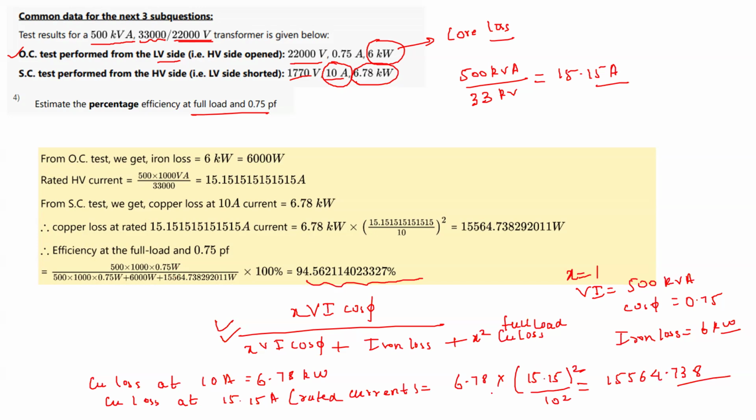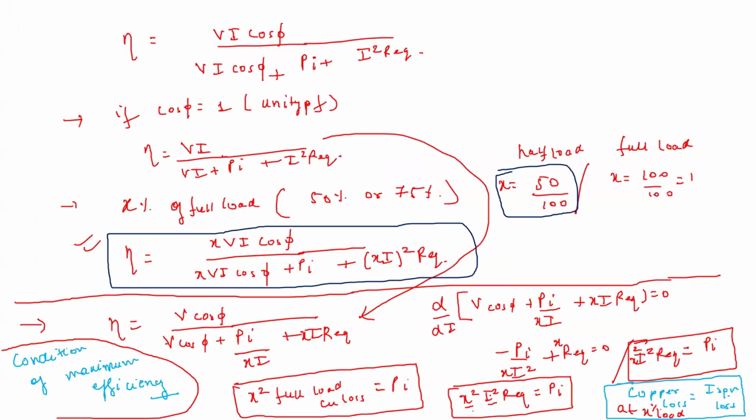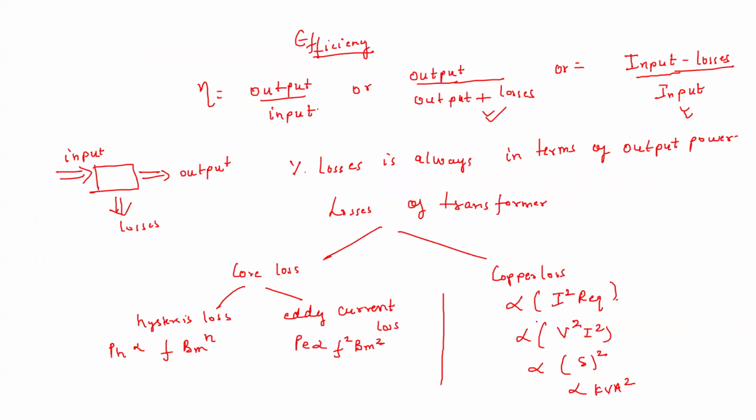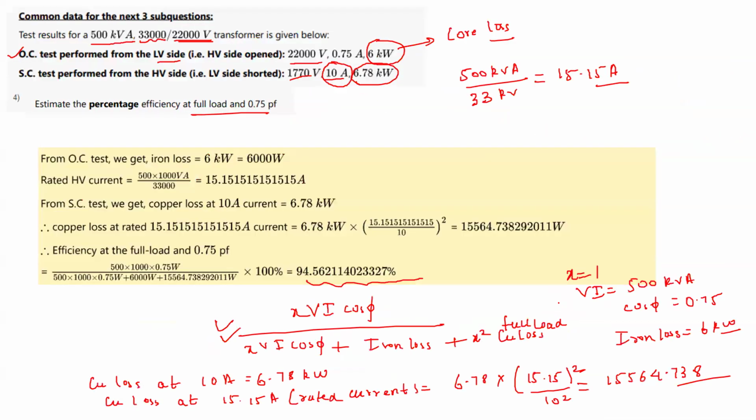So why we are squaring the current values is, if you see, what is the copper loss? Copper loss is proportional to I square, is it not? Because it is proportional to I square, just remember this, that it is proportional to I square. Now we know that copper loss at 10 ampere is 6.78 kilowatt.